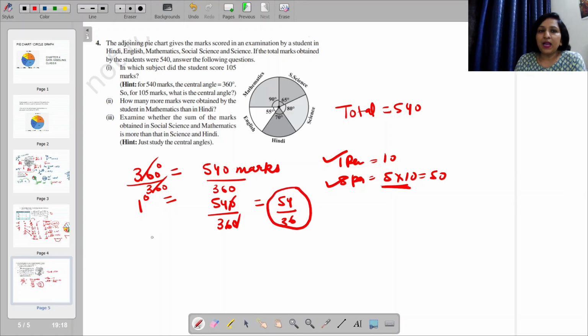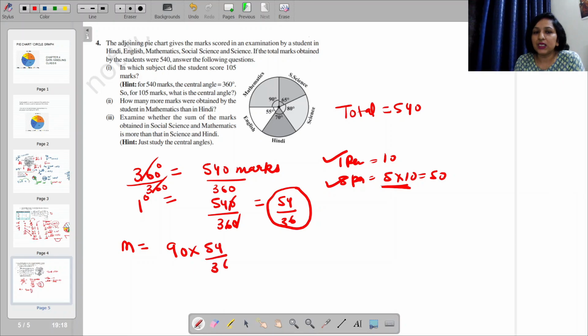So for example, I need to calculate how many marks in mathematics. What is the degree here? 90 degree. 1 degree में इतना होता है तो 90 में कितना होगा? So you just need to multiply this 90 degree by 54 upon 36. Are you getting it? Why?